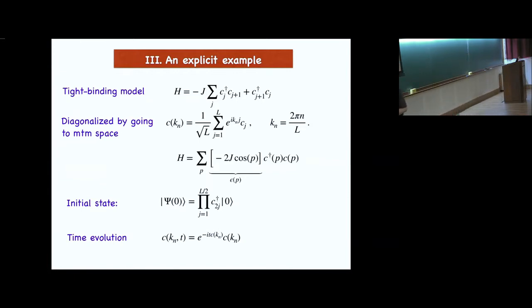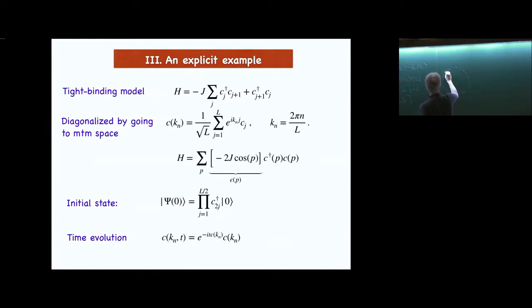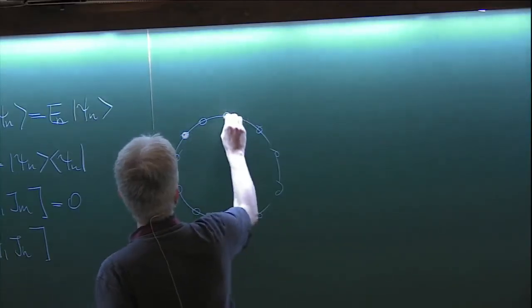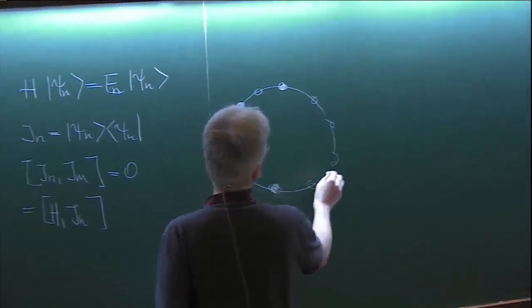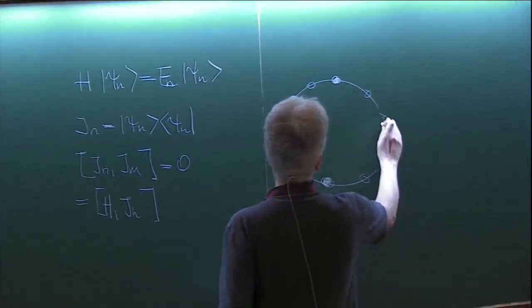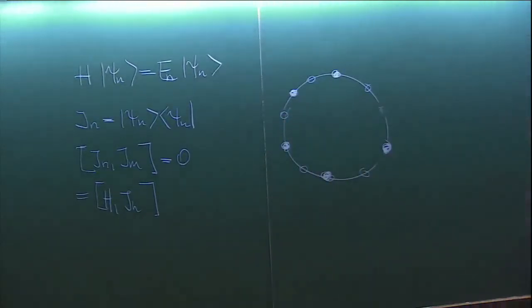So basically, initially, here's my ring. Here are my sites on the ring. And now what I do is I put fermions on every other site. So I do this. Something like this. That's not an eigenstate of the Hamiltonian, clearly.